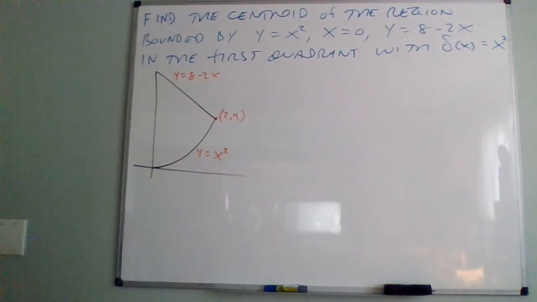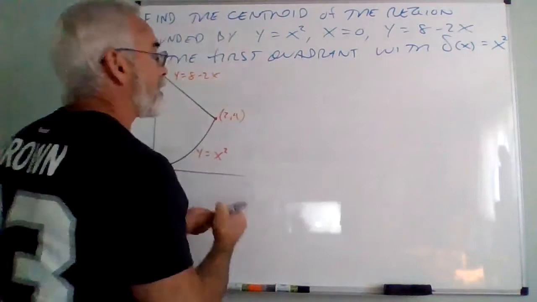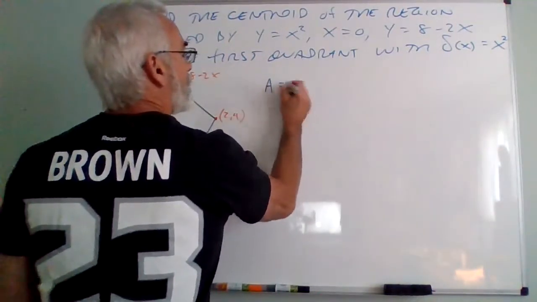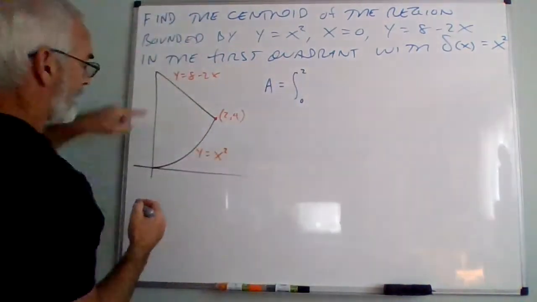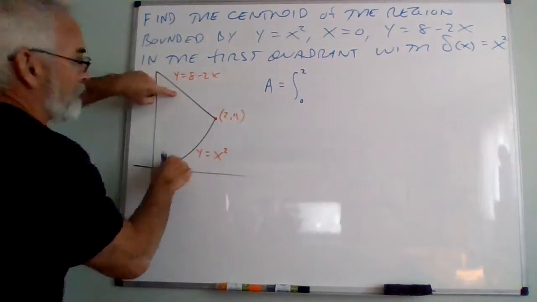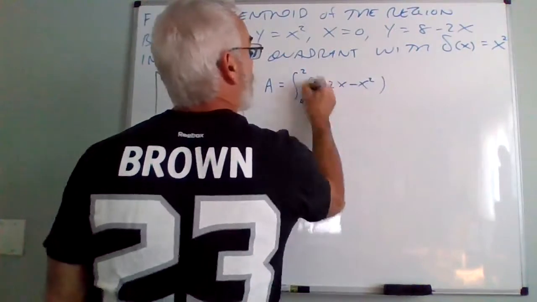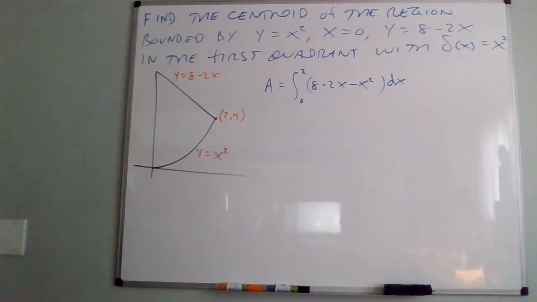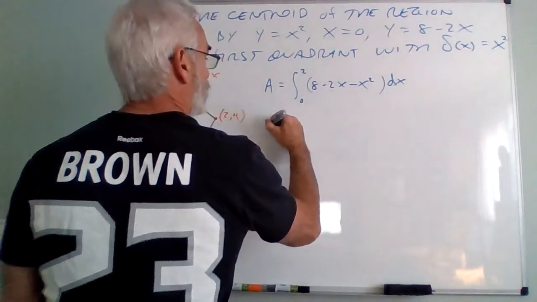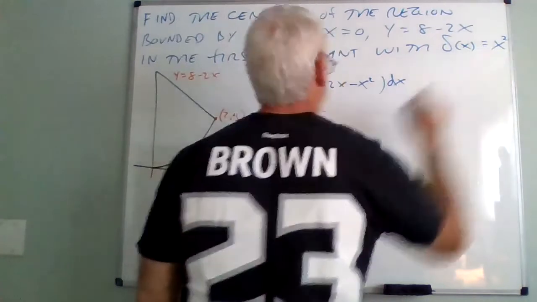So the first thing we're going to do is express each of our integrals. So the integral for the area, that would be from 0 to 2. Now, think of the area. I have to go top curve minus bottom curve. So it would be 8 minus 2x minus x squared dx. I'm not going to bother calculating that, but again, that's the foundation for all of our integrals. So our mass integral will be the same integral with the density inserted.